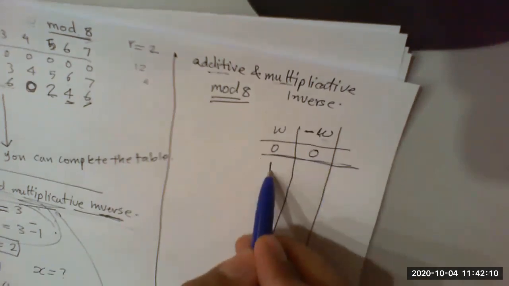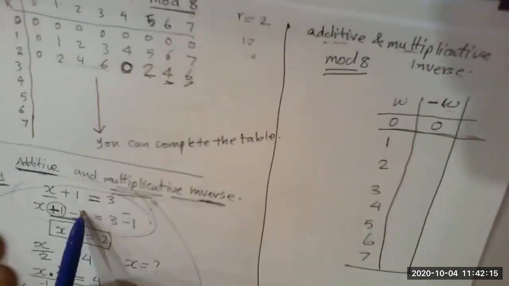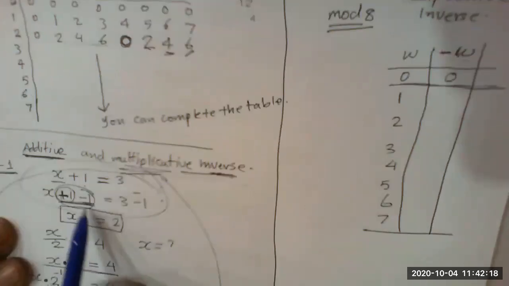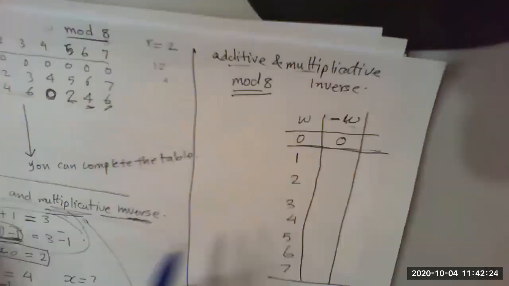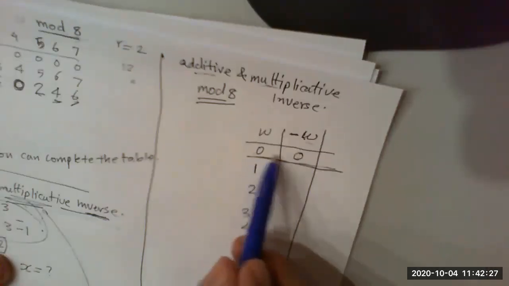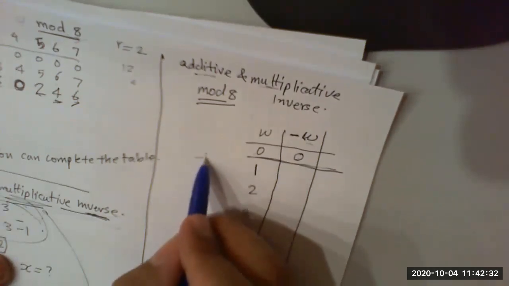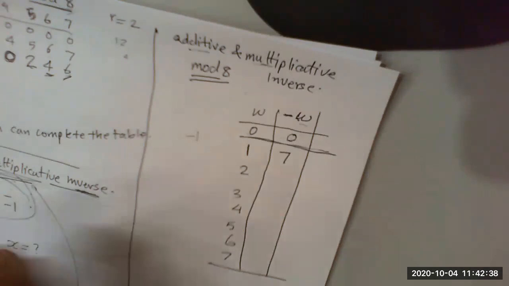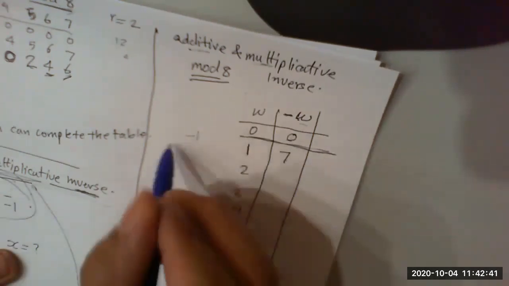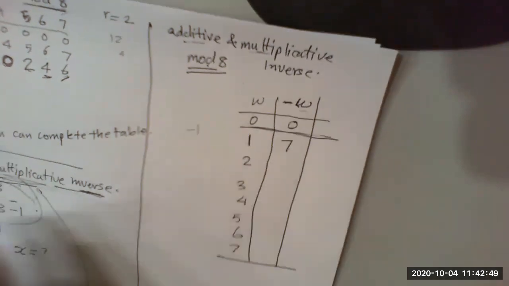The additive inverse of any number, if I add them together, will give us 0, as we have seen. So if I add 0 to 0 it is going to give me 0. What about the 1? The inverse of 1 is not -1 as we have in linear algebra. We have here 7. Why is it 7? Because if I add 1 plus 7, mod 8 is going to give me 0. Okay? You understand this part?